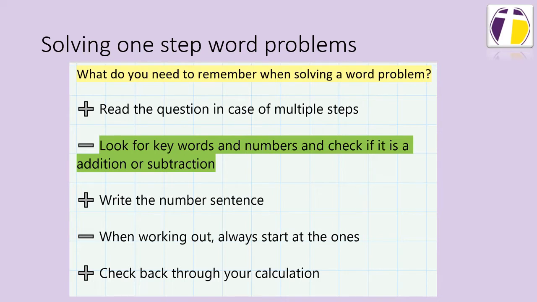Here's a reminder of the key steps we needed to use to help us solve those word problems. Make sure we read the question, look for the key numbers and facts, and check whether it is an addition or subtraction. Write a number sentence. Once we get to the working out, always start at the ones and check back through our calculation at the end. All these vital steps we've been using in our learning this week.